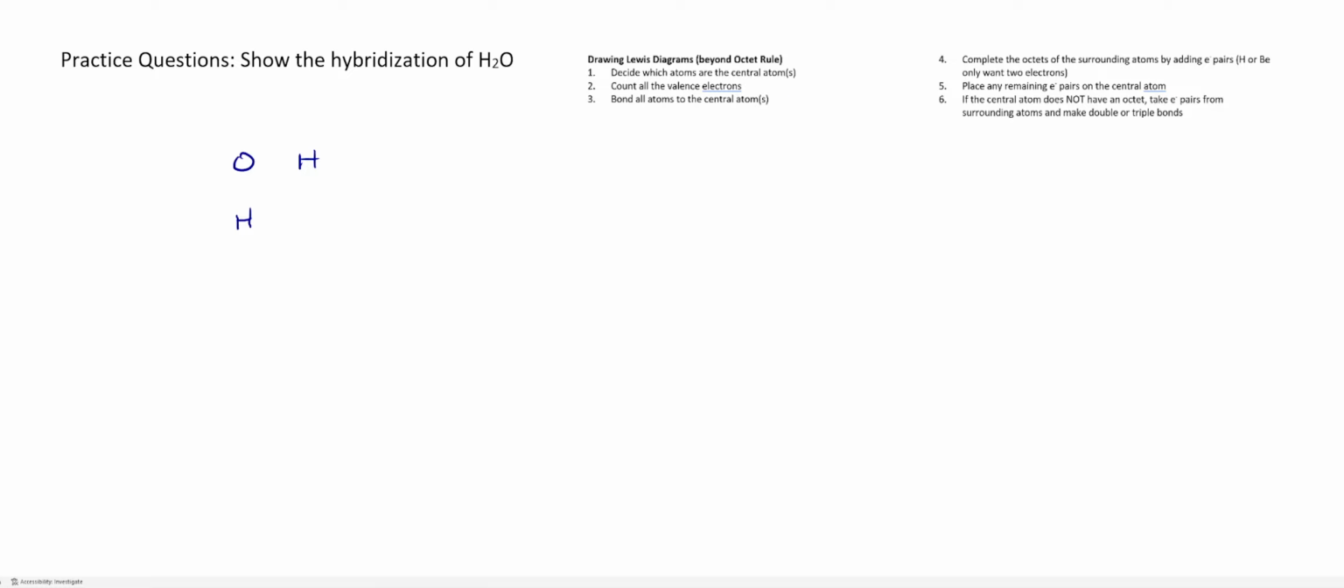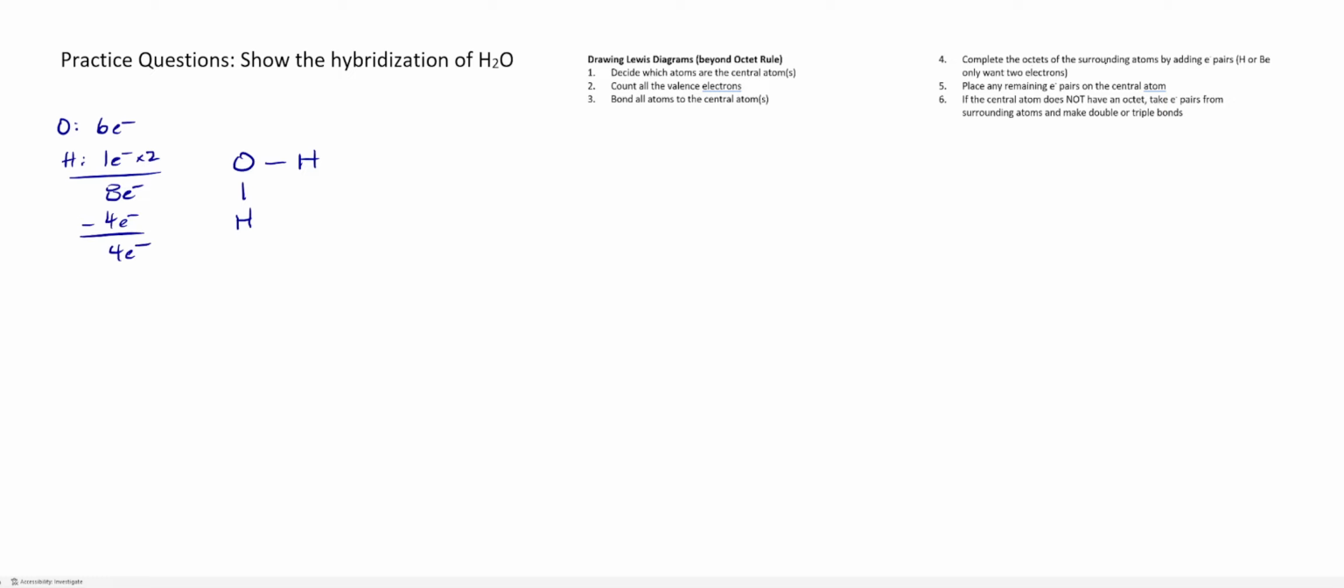All right, count all the valence electrons. Oxygen has 6 valence electrons. Hydrogen has 1 valence electron times 2. So I'll have 8 electrons to place. I bond all atoms to the central atom. Okay, so that means I've got 4 electrons and I have 4 electrons left to place.